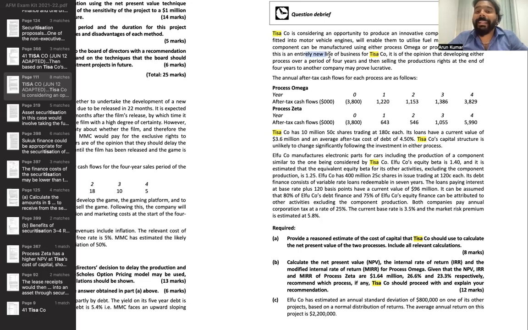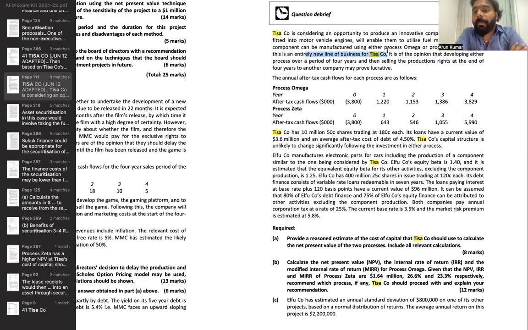Okay. Although this is entirely a new line of business for TISA company. So what does that line indicate? It's a new line of business. So is it a change in business risk? Is it so? Right? So that line itself clearly indicates that the TISA company is planning to invest in something new. So there is a change in business risk. So what's the approach we have to take? We need to find a risk adjusted cost of capital to consider the financial acceptability of that project. Isn't it?